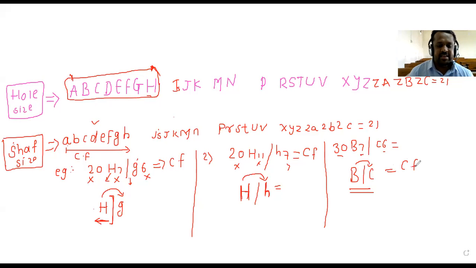Okay, so how to identify the clearance fit? Is it clear? Yes. Yes, sir. Then the next fit I will explain here.